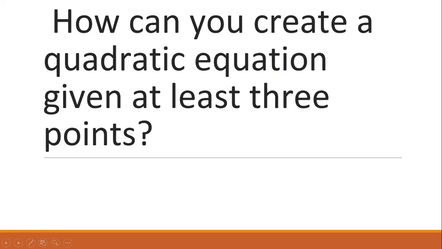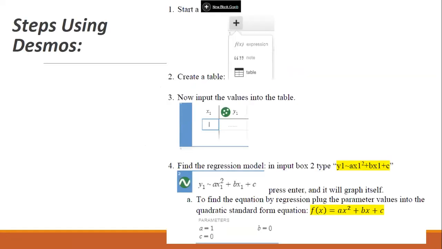All right, so our main big idea is how can you create a quadratic equation given at least 3 points? The key thing here is with linear equations, we needed at least 2 points. With quadratic equations, we need at least 3 points. So the steps we're going to use are: 1, we start a new blank graph. 2, we create a table. 3, we input the values into the table. And 4, in box 2, we type the following thing.